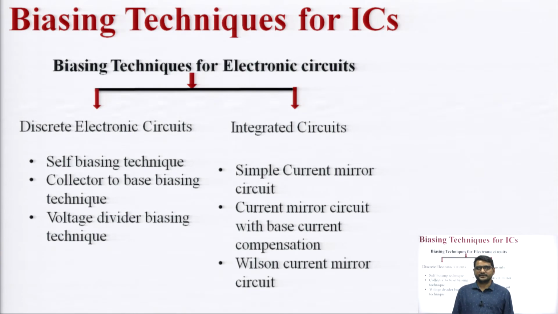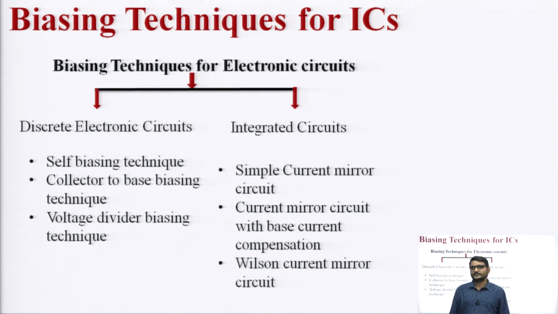In a discrete electronic circuit, we know the self biasing technique, collector to base biasing or fixed biasing, and voltage divider biasing technique. These are used in printed circuit boards. They are not used in integrated circuits, because these biasing techniques have large values of resistance, and it is very difficult to fabricate high value passive elements, that is the resistor, capacitor and inductor. Then we have another choice. How can we use biasing techniques in integrated circuits?